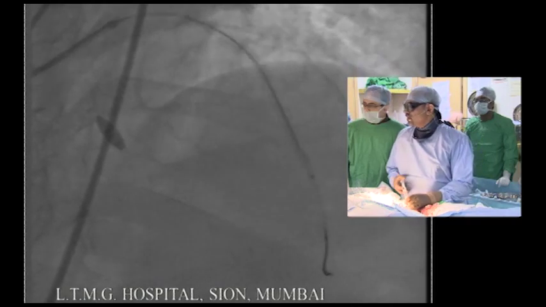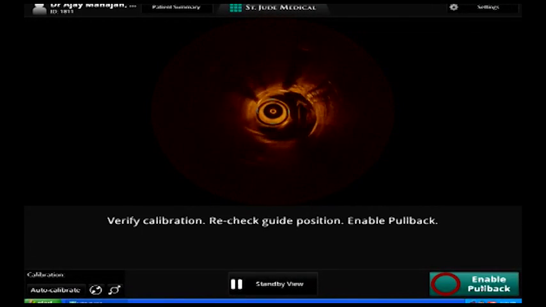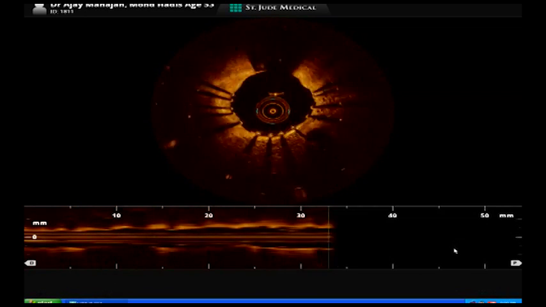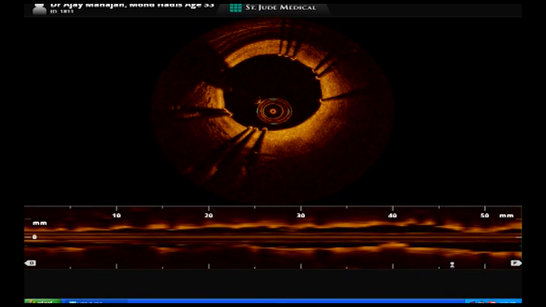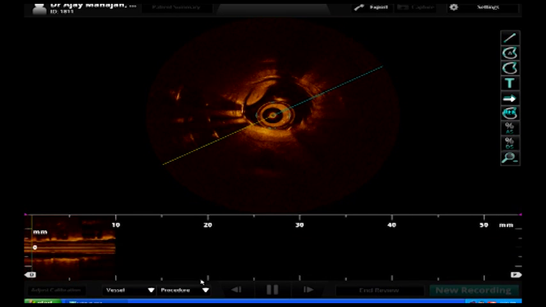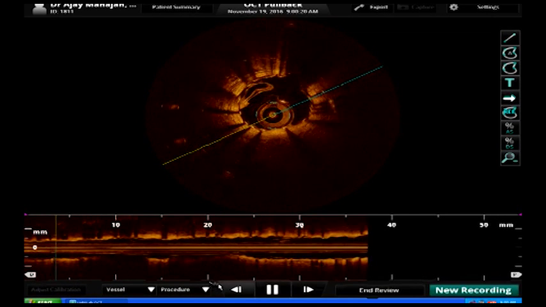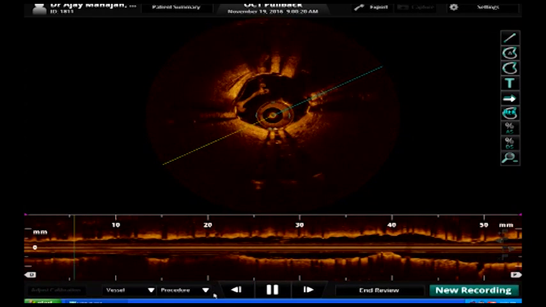OCT ready? We still don't know the size of the vessel. It's like if you don't know the size of vessel, you can use any size of stent. So if you don't know where you're going, all the roads will lead to your destination. Is it a male patient or female?